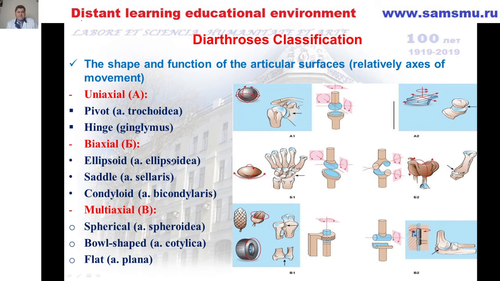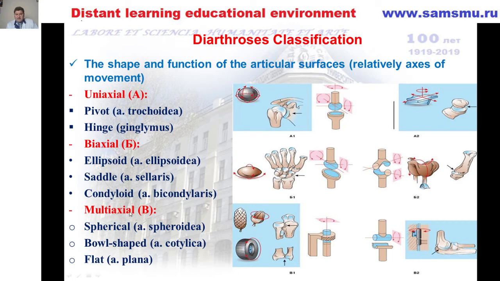Ellipsoid, articulatio ellipsoidea, and you may see the wrist joint. Saddle joint is articulatio sellaris, like a saddle of the horse, and you may see the joint between the first metacarpal bone and the trapezium bone. And condylar joint or articulatio bicondylaris, I showed you, is the knee joint.